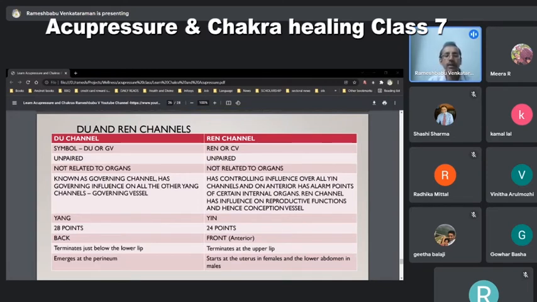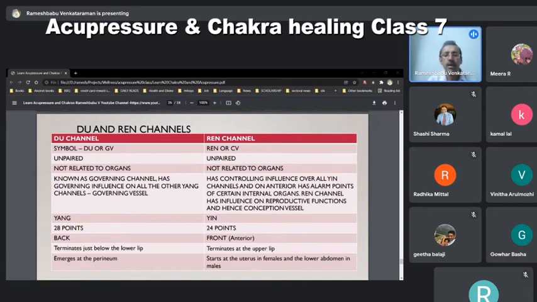Whereas the Ren channel is also called... See, there's another thing I forgot to tell you: the Du channel is called DU or GV. GV means governing vessel. The old terminology was GV, but now it is called DU. Why GV? Because it is the governing channel. Similarly, the Ren channel is also called CV, because it is related to the reproductive functions, a conception vessel, right? All the contraceptive things. So it's from that.